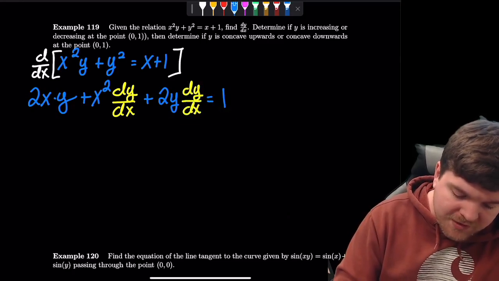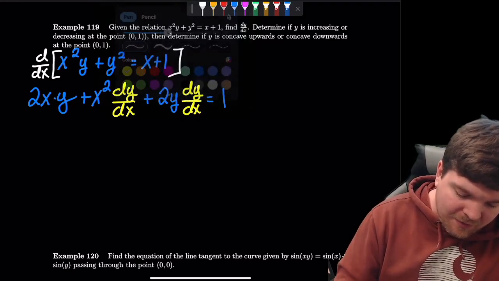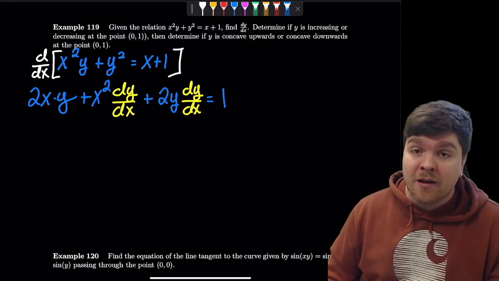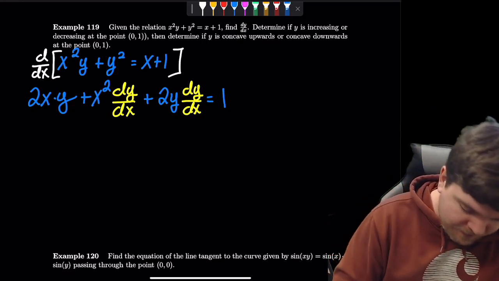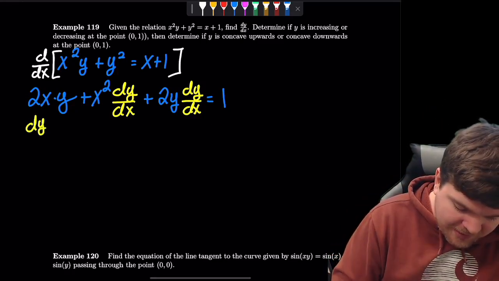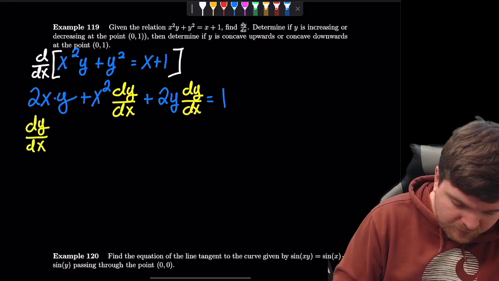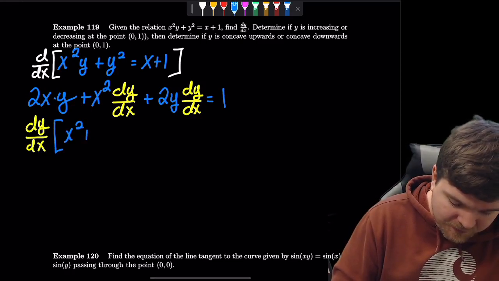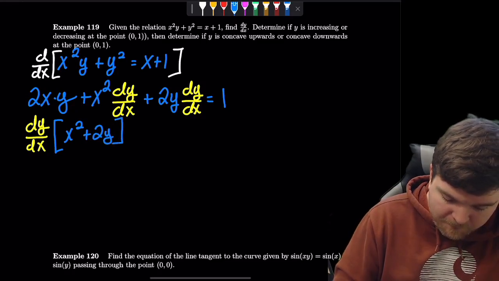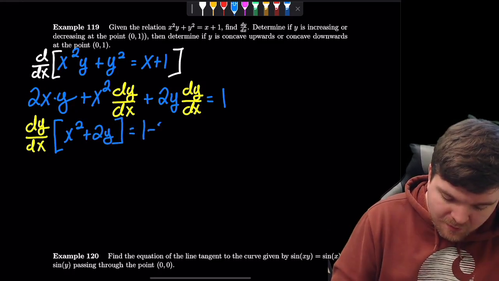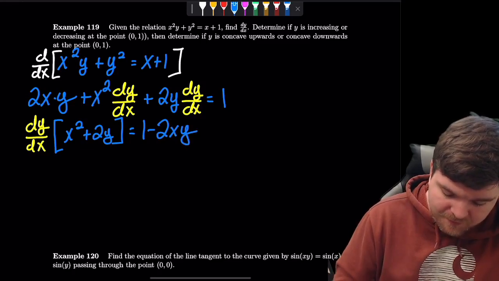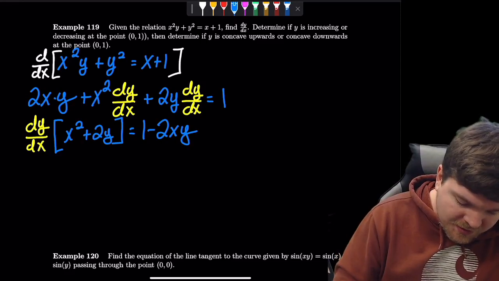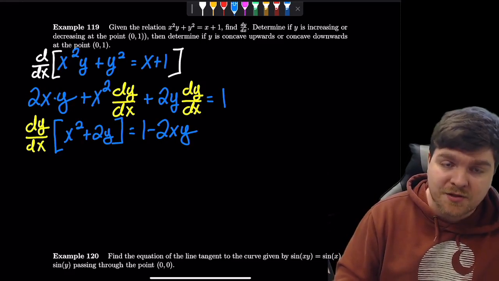So what I'm going to do is begin by factoring out a dy/dx from those two terms, and I'm going to move that 2xy from the left side to the right side by subtracting. So if I factor out a dy/dx, that leaves me with dy/dx times (x squared plus 2y), and that's going to be equal to 1 minus 2xy. Finally, we can solve for dy/dx just by dividing by that x squared plus 2y.